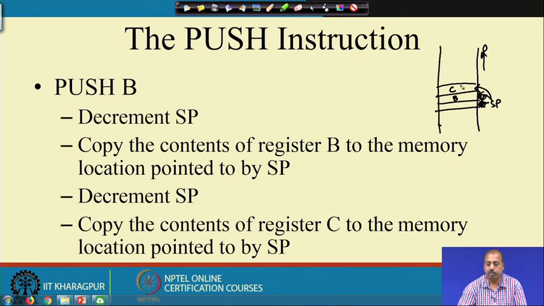When you are saving or copying some 16-bit value into memory, first the lower order is copied, then the higher order is copied. But in the case of the stack, since the stack grows in the reverse direction, going towards 0, this is done the other way. The lower order register is copied later. First the higher order is copied and then the lower order is copied.